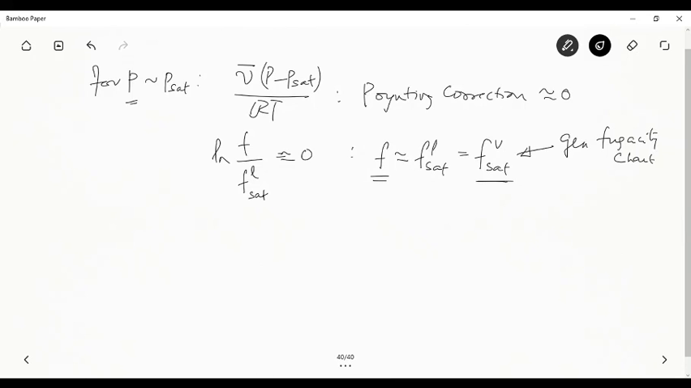So for liquids at any given temperature, I integrate from the saturation state at the same temperature to the current state. If the pressure is substantially larger, then the Poynting correction is evaluated and used, so this is not equal to 0 but equal to the Poynting correction. But if the pressure is not very different from P sat, then we can use F approximately equal to FL sat, which is also equal to FV sat, which can be evaluated from the generalized fugacity chart.